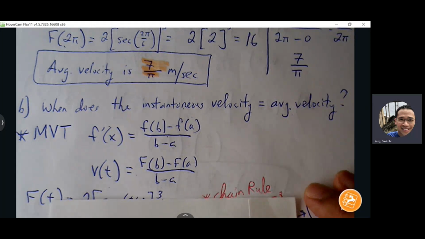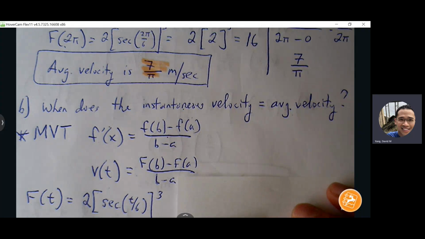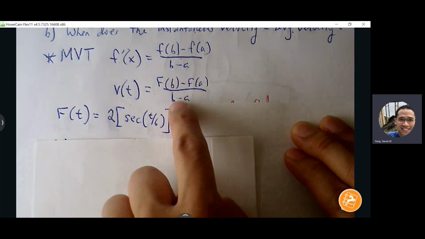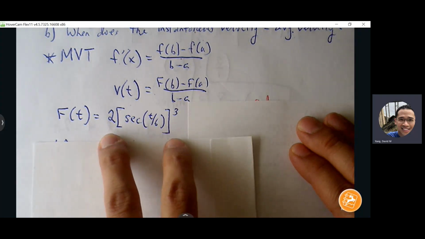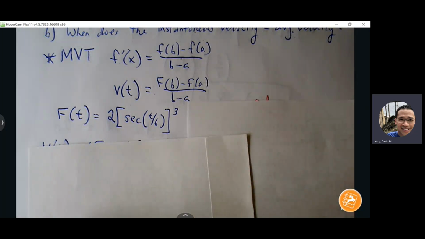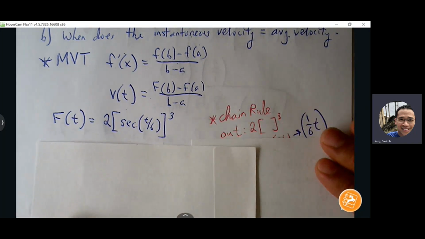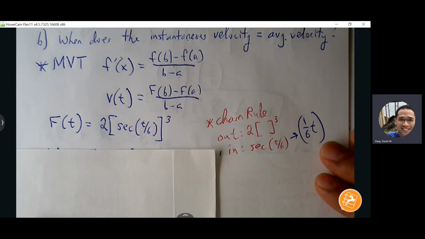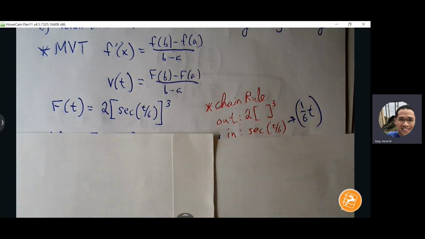Okay, so if we want to find the derivative to get to velocity, I have that bracket sitting outside, that exponent sitting outside my bracket. What do we have to involve here if I want to find the derivative? Chain rule, right? I got that outside and inside portion. Without that bracket in the cube, it's harder to see. So my outside portion is 2 bracket cubed, and my inside portion is that secant of t over 6, which you can think of as 1/6 t if you like.